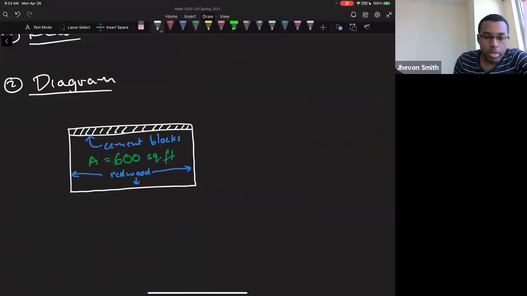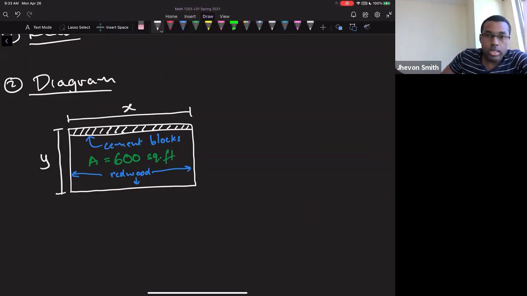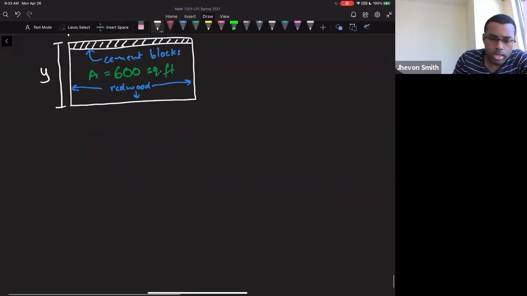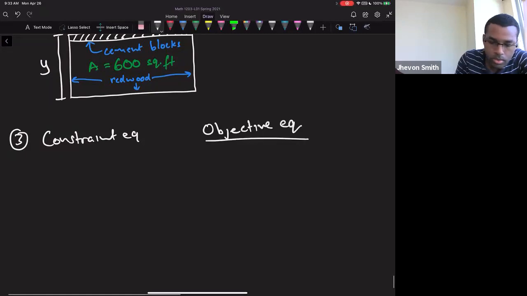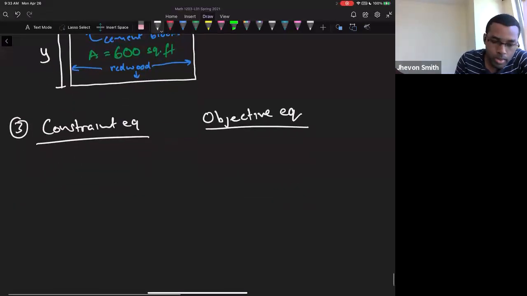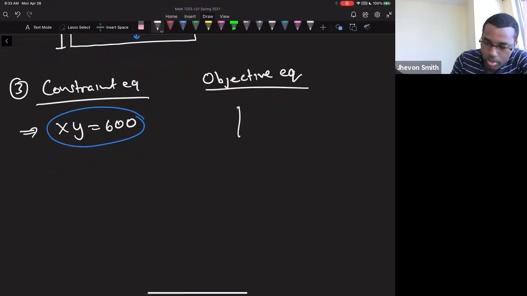Okay. So now we're going to label this. Let me label the side that has the cement blocks along it X, and these guys here Y. Now that automatically starts to give me some perspective on how we're going to set up these equations. Now let's talk about the constraint. The constraint is the area. So this means that X times Y equals 600. Objective, we have to be a little bit more objective here.